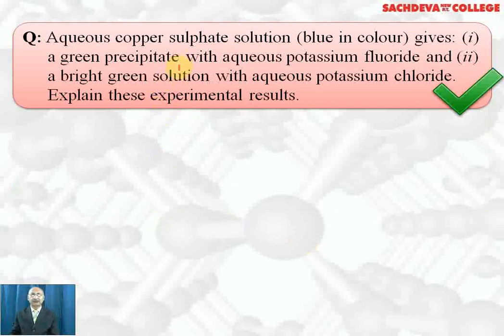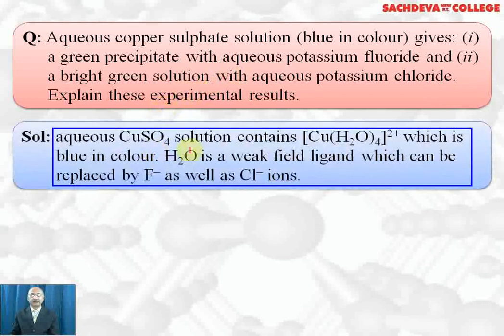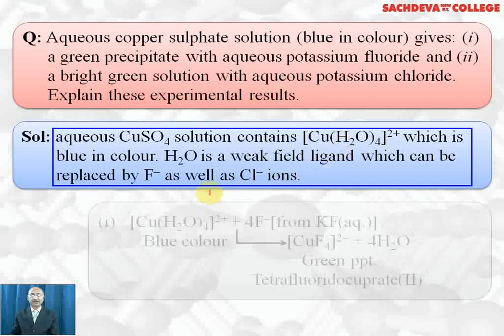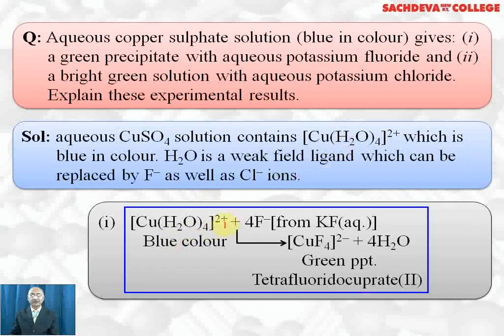Aqueous copper sulfate solution, blue in color, gives a green precipitate with aqueous potassium fluoride, and a bright green solution with aqueous potassium chloride. Explain these experimental results. Aqueous copper sulfate solution contains the tetraaquacopper(II) ion, which is blue in color. Water is a weak field ligand and can be replaced by fluoride ion as well as chloride ion. [Cu(H2O)4]2+ plus 4 fluoride ions from KF will form [CuF4]2- plus 4 water, and this is the green precipitate, tetrafluoridocuprate(II).